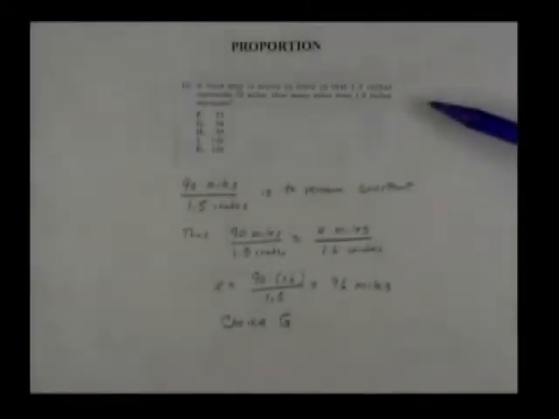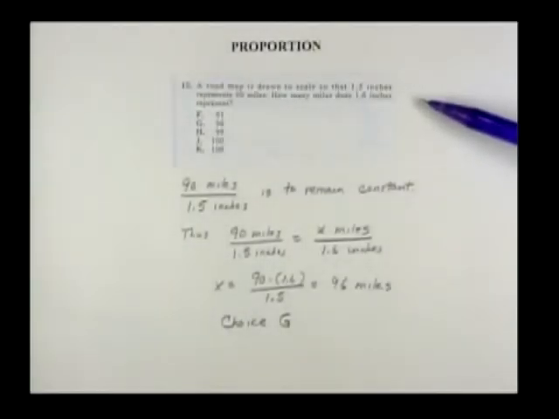A road map is drawn to scale so that 1.5 inches represents 90 miles. How many miles does 1.6 inches represent?